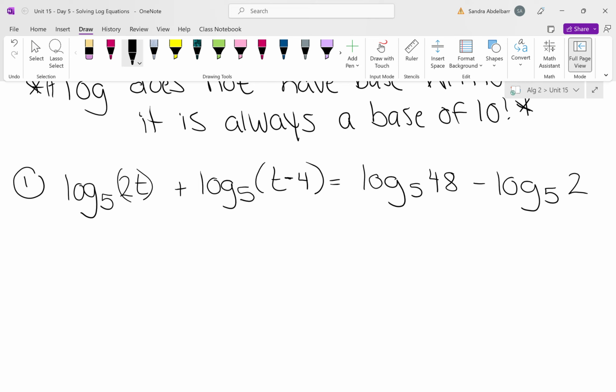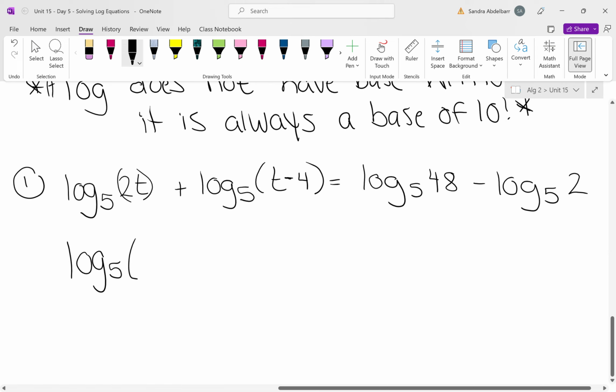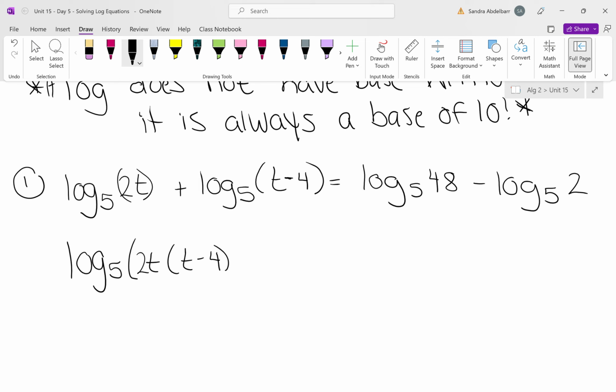And we can do that because what do we know? As long as it has the same base, log addition, we can convert down to one log and make it multiplication. So this is log base 5 of 2t times the quantity of t minus 4. Is it important that I have the t minus 4 in parentheses? Yes. And then equals log base 5 of... now what can I do with log base 5 of 48 minus log base 5 of 2? How do I condense that? You got it. So this is going to be log base 5 of 48 over 2. Are we good so far?